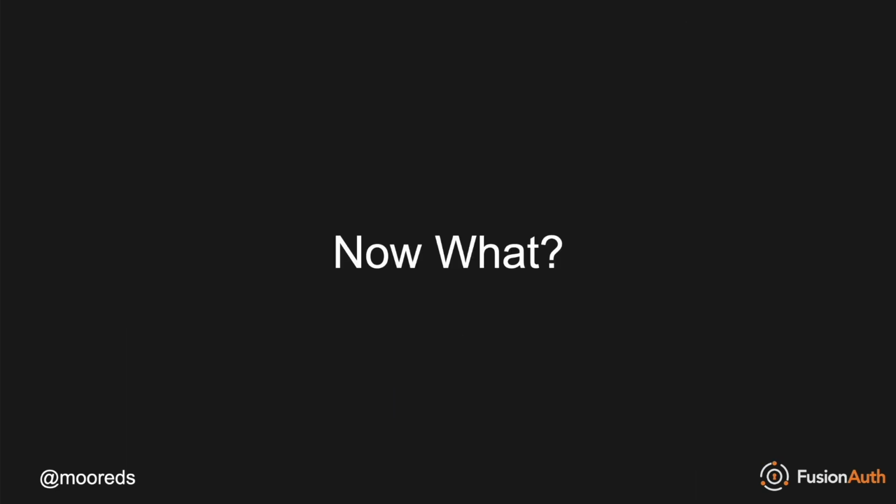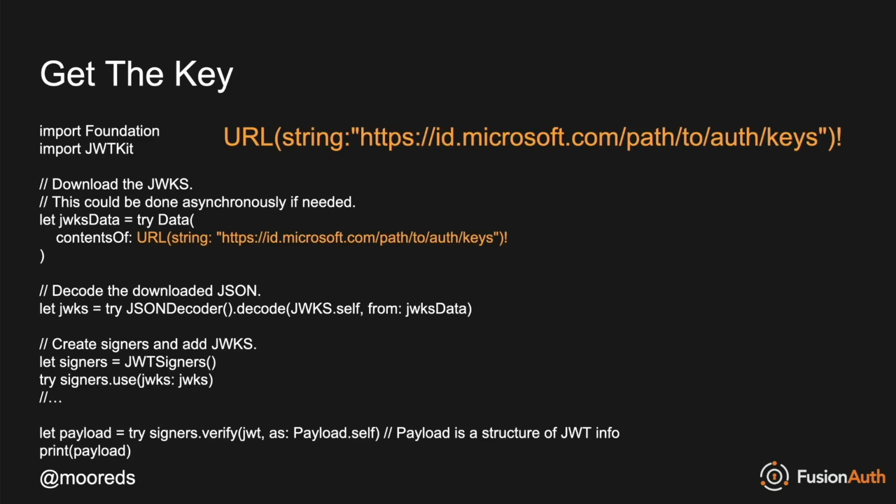Now that you have the ID token and the access token, you need to validate the ID token. And there are two parts of this. You need to check the signature, and then you need to examine the claims. And claims are just a fancy word for the values in the payload. Here's some Swift code that I've kind of highlighted important parts of.